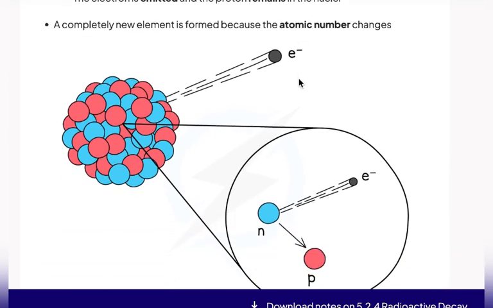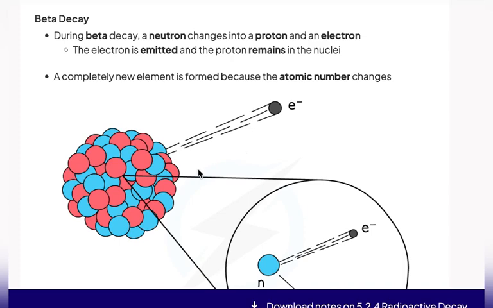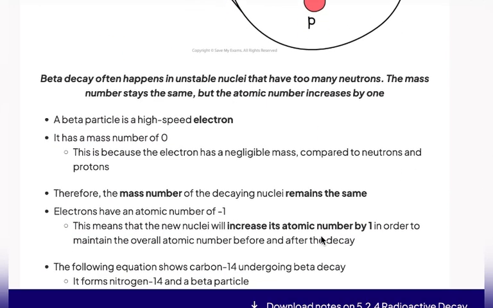Now, what in case of a beta particle? A beta particle means a fast-moving electron has been emitted. During beta decay, a neutron changes into a proton and an electron. Look at this neutron. It will change to a proton and an electron. The electron is the beta particle that is emitted, and the proton is the new daughter nucleus. Is that okay?